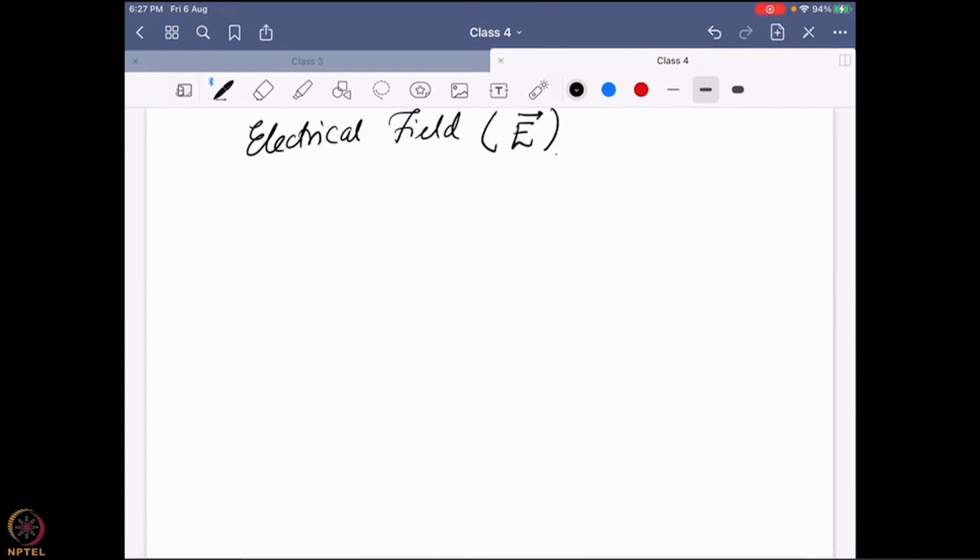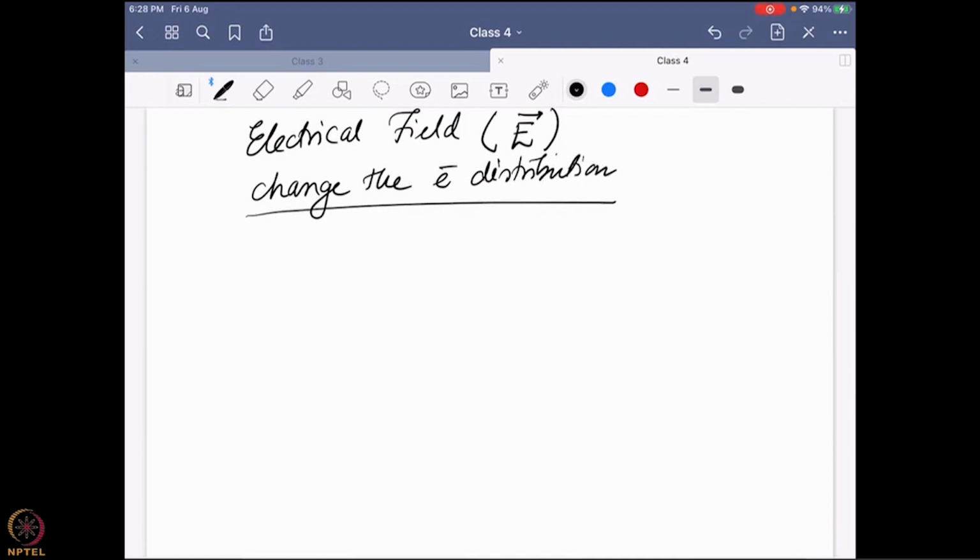What I'm trying to do right now is get a parameter or a mathematical equation so that I can quantify things. So I have an electrical field, and this electrical field is going to change the electronic distribution in a molecule. Can anyone name a parameter which connects to a change of the electronic distribution in a molecule? Any parameter that defines electron distribution? Sir, dipole moment could be the option.